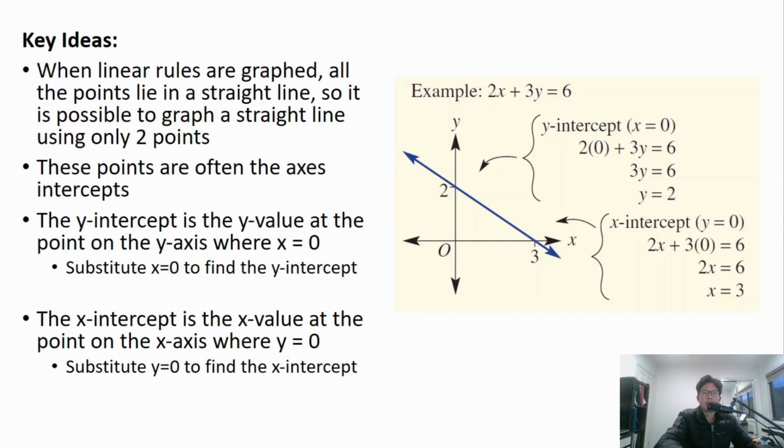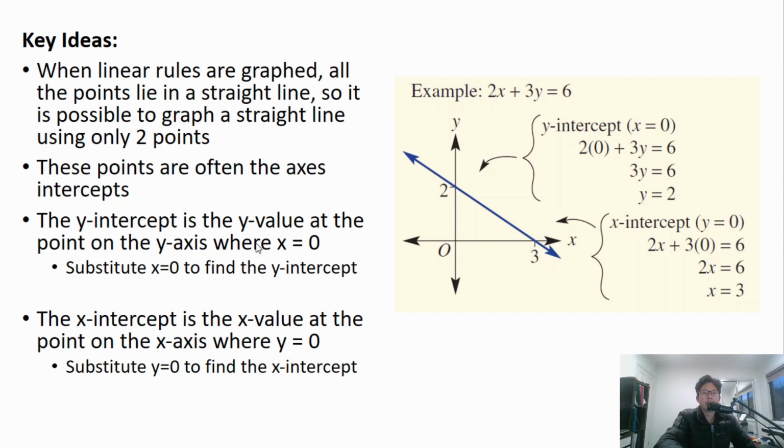Alright, there are just a few key ideas that we need to know before moving on with the lesson. The first is that when linear rules are graphed, all the points lie in a straight line. Have a look at this graph on the right. It's a straight line, so it is possible to graph a straight line using only 2 points. These points are often the axes intercepts. That's the y-intercept there and the x-intercept there.